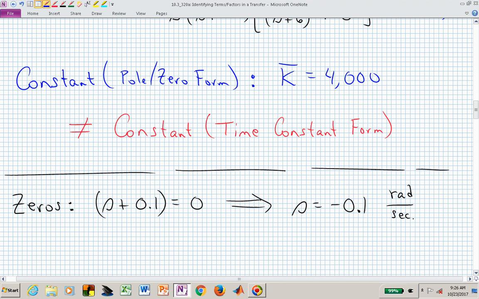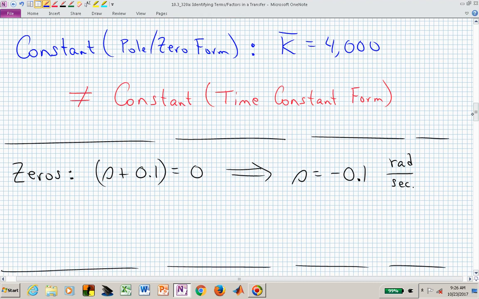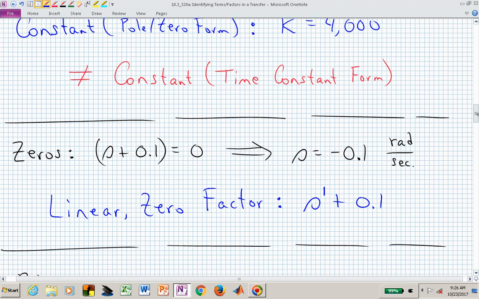Here we have our zeros can be found by simply setting the numerator equal to 0. In this case, we only have the one factor, so we find that we have a 0 at s equal to minus 0.1 radians per second. And in this case, we then say that we have a linear zero factor, and that's this s plus 0.1, and it's linear because we have this s raised to the first power. And that's what we want to then be comfortable extracting from that numerator. We need to find these different or unique factors.